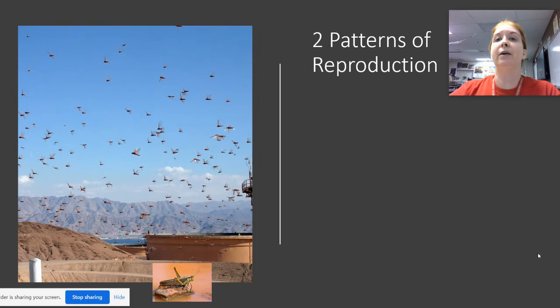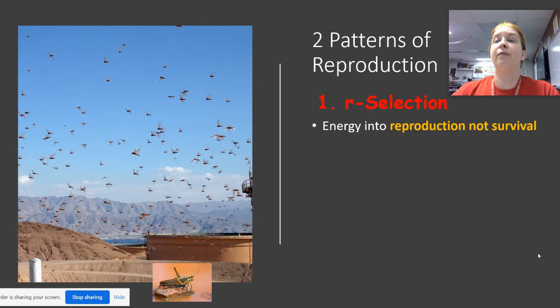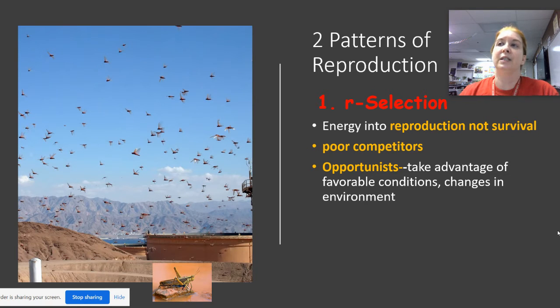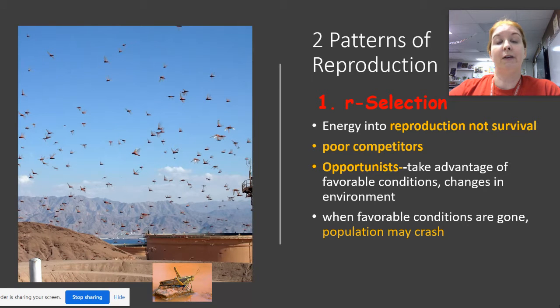So we have two main patterns of reproduction. The first one is called r selection. I would definitely be writing down the yellow parts of this. So the energy is more into reproduction, not survival. These things are not really good competitors. They're just kind of surviving. These are opportunists. So they take advantage of favorable conditions and changes in the environment. Whatever works the best is what they will do. They're fairly laid back and they can handle a wide range of food and environmental conditions. They just take what works the best. When those favorable conditions are gone, their populations may crash, and that makes sense.